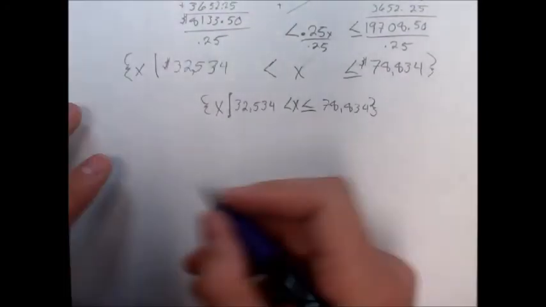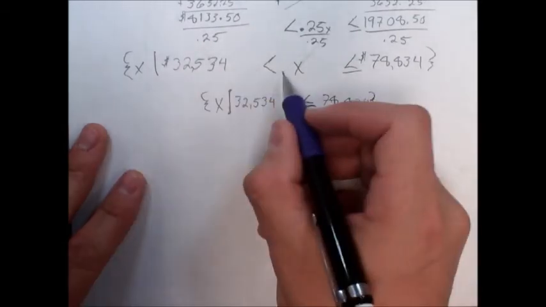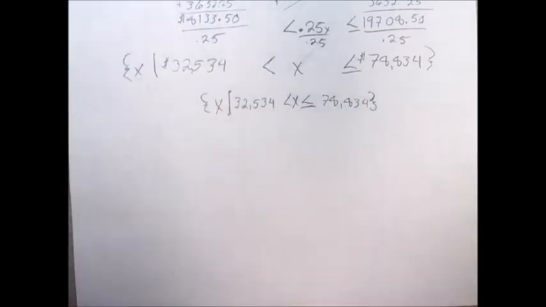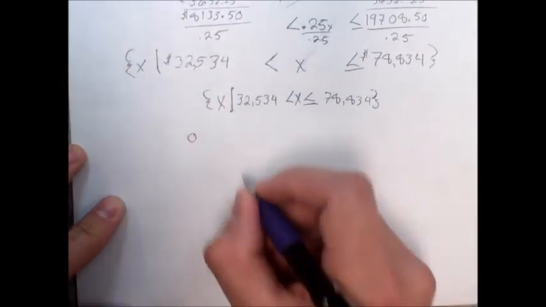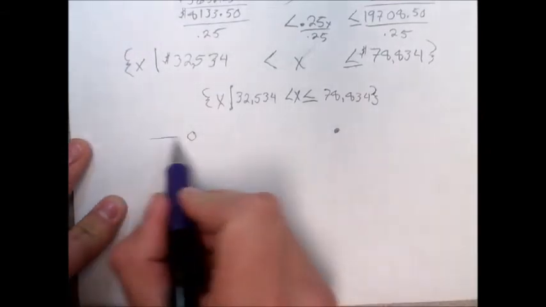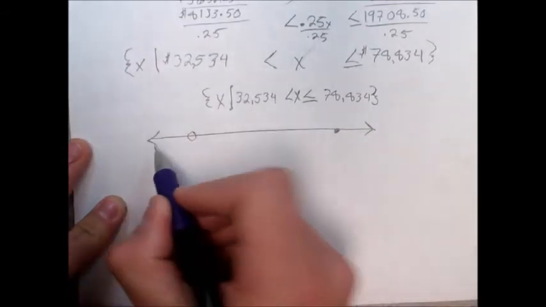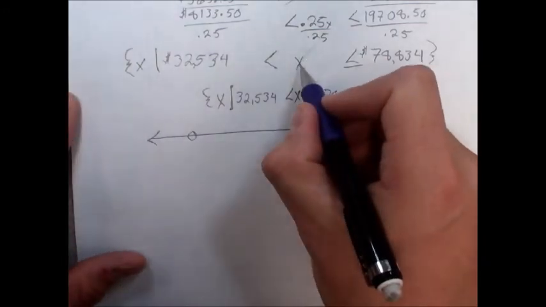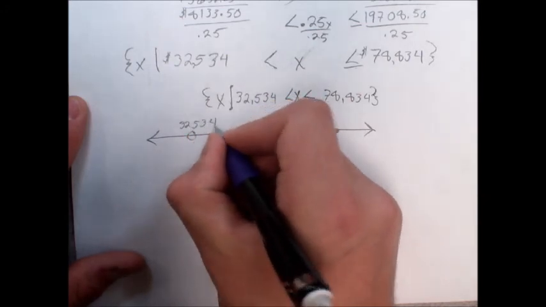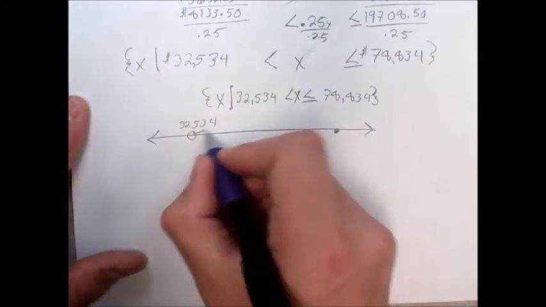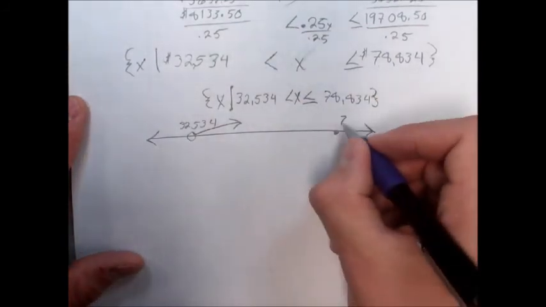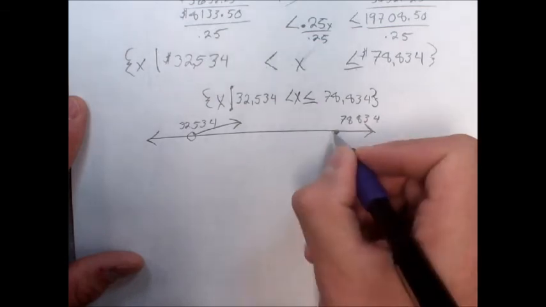Now let's put it in interval notation. Since this is a less than, this is a greater than, but it's exclusive, I'm going to have an open circle. Over here, since this one's inclusive, I'm going to have a closed circle or a dot. I'm going to draw my number line that goes through it and answer the question accordingly. So x must be greater than 32,534, so it's going to the right. But it must be less than 78,834, so it's going to the left.